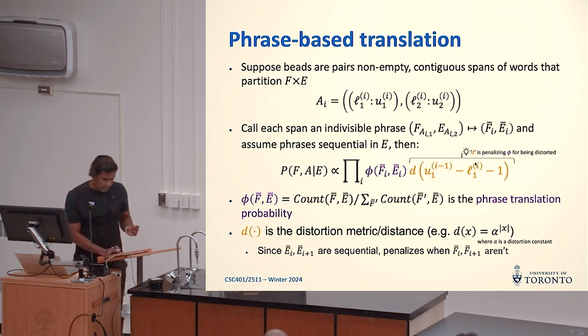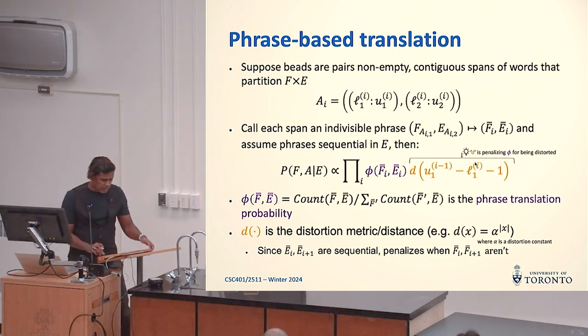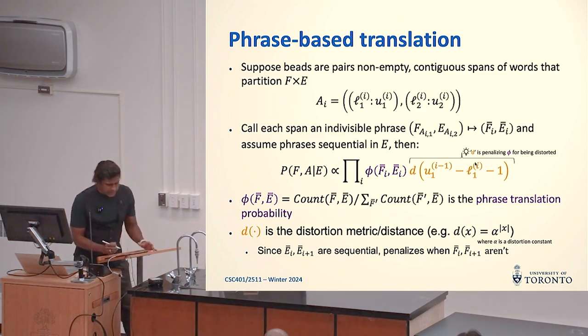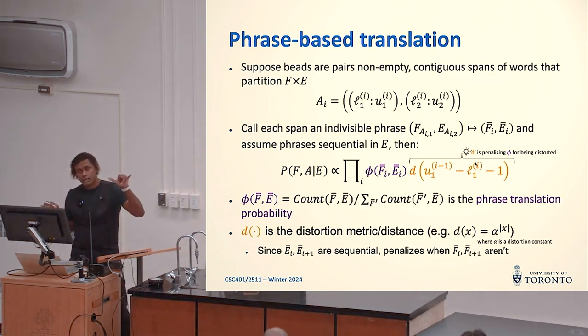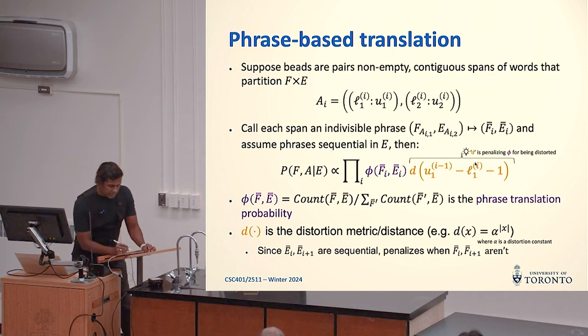So the idea with phrase-based translation is, think of it now as phrases. Each French and English sentence contains non-contiguous spans of words. So now these are all spans of words instead of sentence order. Think of this as a span of French words that's mapping to an English span.